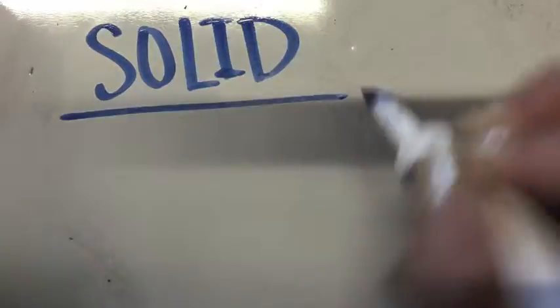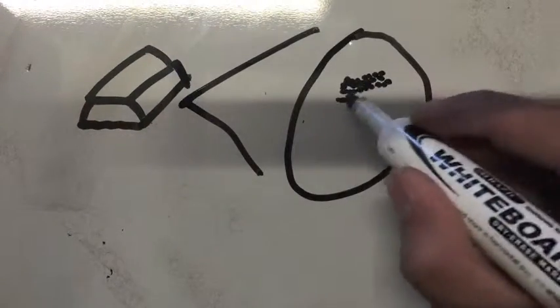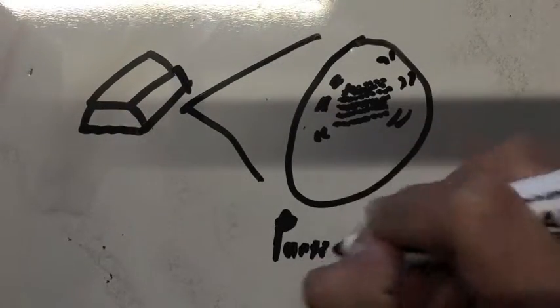A solid has a fixed shape and a fixed volume. Examples of solids are books, shirts, and a basketball.